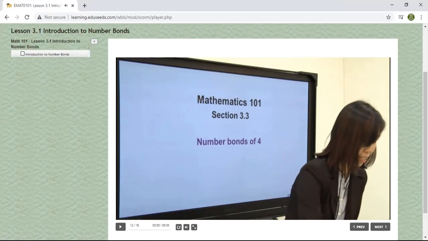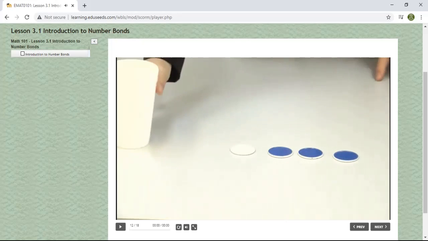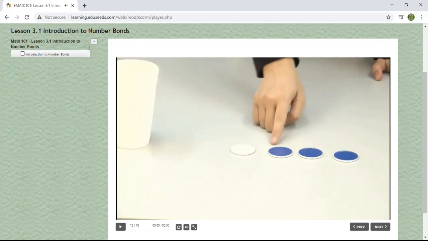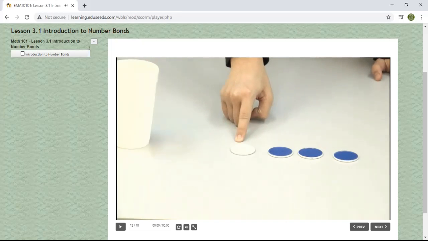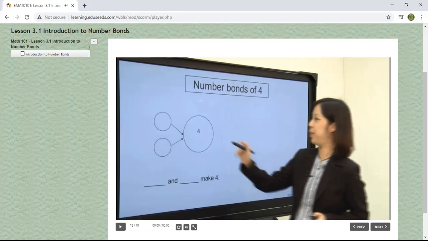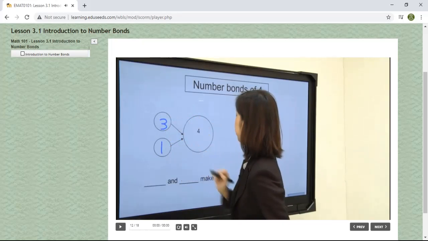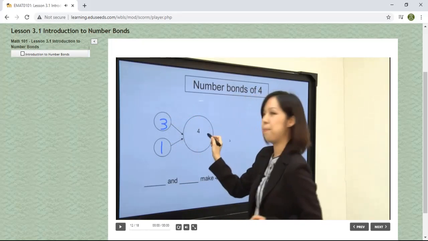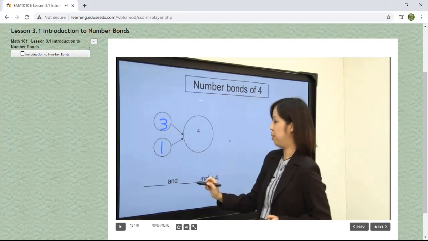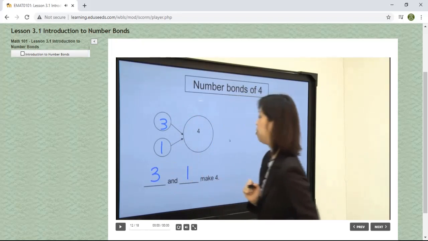Now let's see what we get. Alright. Now take a look. We have 3 blue counters on this side with 1 white counter. 3 and 1 gives me 4. Now let's write that in the number bond bubbles we have here. Okay, so we have 3 blue ones and 1 white. 3 and 1 makes 4. Let's fill up the number bond sentence. 3 and 1 make 4.